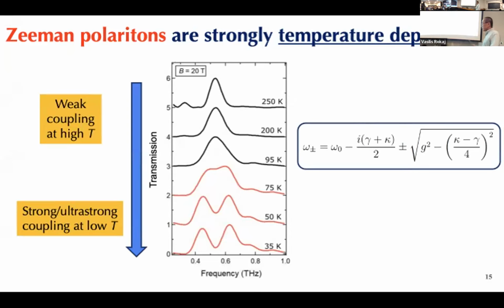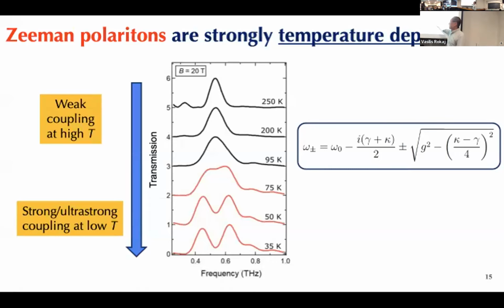So our interpretation is that what's changing as a function of temperature is G, right? Because G, the light-matter coupling, depends on the magnetization, which changes as a function of temperature according to Curie's law. So G is the only one changing as a function of temperature in this situation. Kappa and gamma are constant as a function of temperature. So there's a so-called exceptional point here.